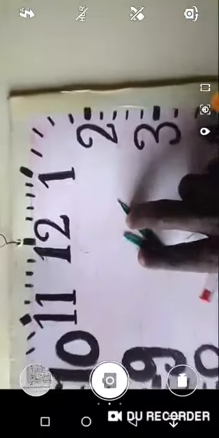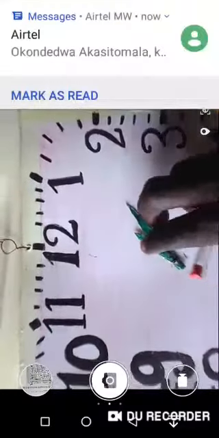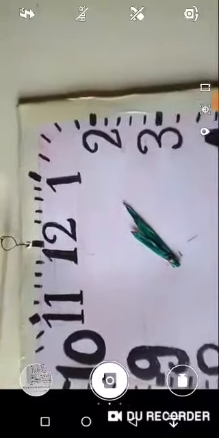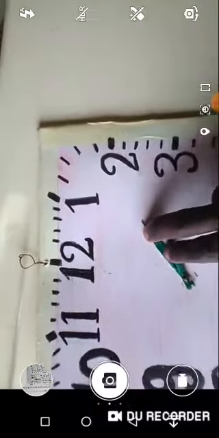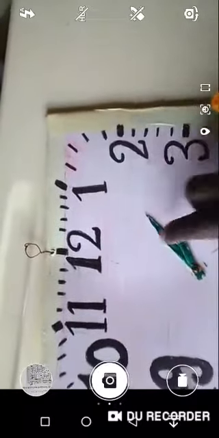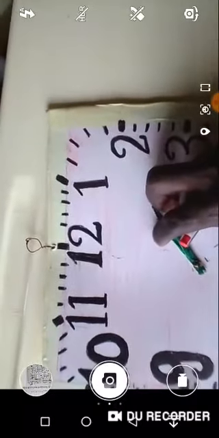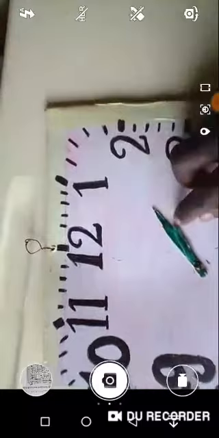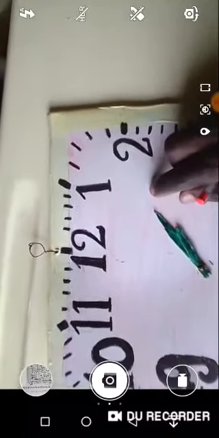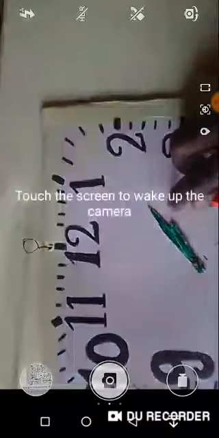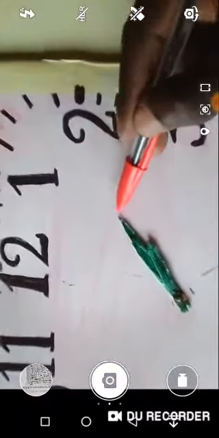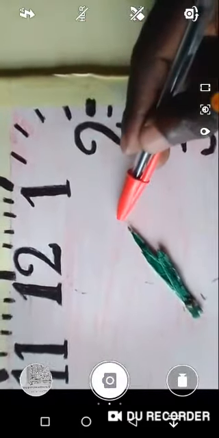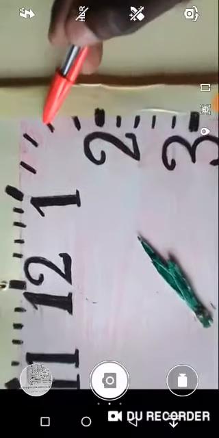8 minutes past 1, this will point at 1. 8 minutes past 2, it will be like this. The long one will point at 8. The short one will point at 2. This is 8, if you can check.